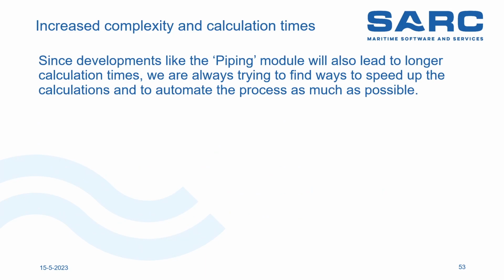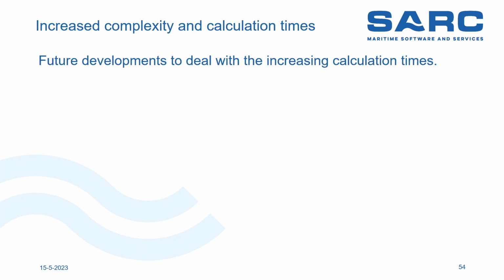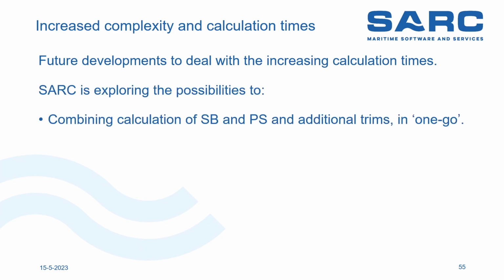Since developments like piping will also lead to longer calculation times, we are always trying to find ways to speed up the calculations, or at least automate the process as much as possible. For future developments to deal with these increasing calculation times, we are exploring the possibility to combine calculation of starboard, port side, and additional trims if applicable, in one go. This has the advantage that sometimes I start a calculation, go home, and in the morning when I come back, I see that the calculation has finished at 11 in the evening. So for instance, if I started a starboard calculation, port side could have been done as well at the same time. And the same would be applicable for additional trims. And that would even save the calculation of the light subdivision draft, which always has the same trim value. So that could save some time or at least speed up the process.